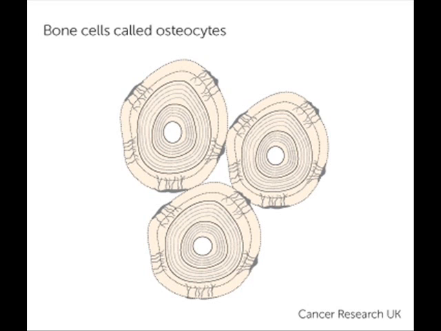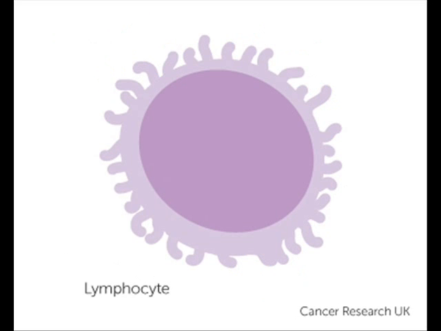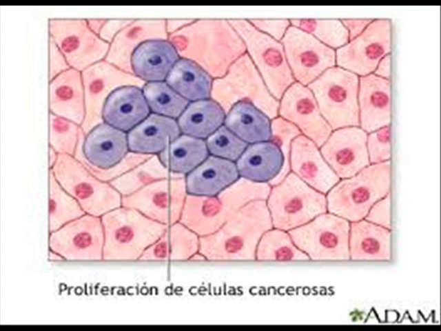Carcinoma: cancer that begins in the skin or in tissues that line and cover internal organs. Sarcoma: cancer that begins in the connective or supportive tissues such as bone, cartilage, and fat. Leukemia: cancer that starts in blood-forming tissues such as the bone marrow and causes large numbers of abnormal blood cells to be produced and go into the blood.